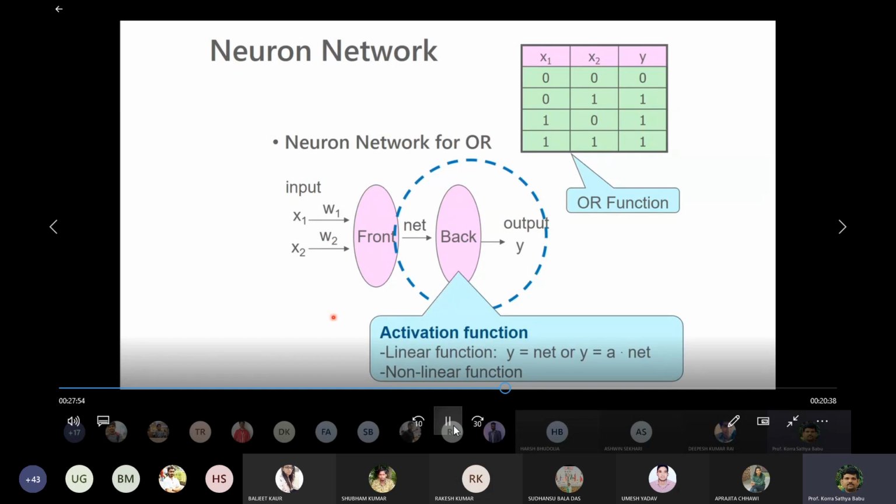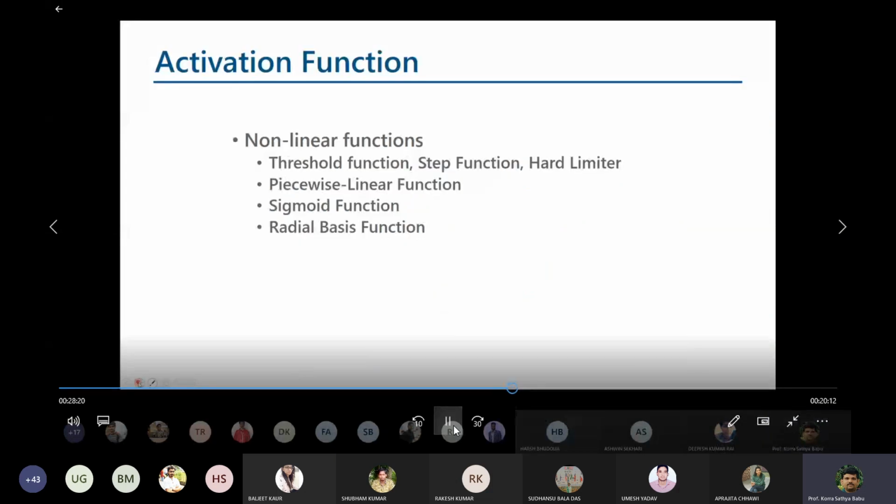So what happens in the back end here for the net result? A linear function is y equal to net, or y equal to a dot net with a multiple of some value a. If it is a non-linear function, the formula gets varied, and it depends upon what type of activation function you are using. So the formula differs now.